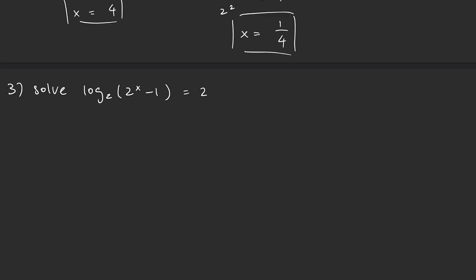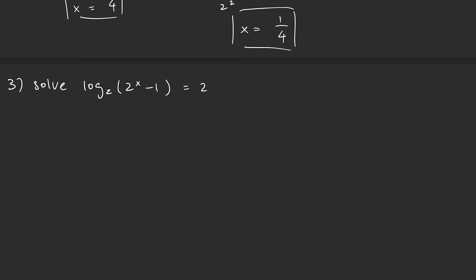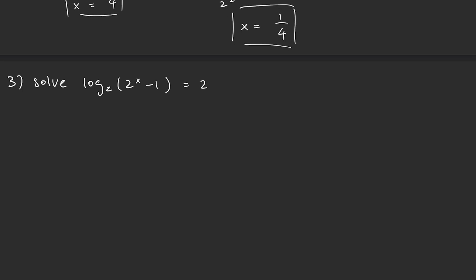This question says that log base 2 of 2 to the power of x minus 1 is equal to 2. Well, what can we do here? We can exponentiate the base 2. So if we take 2 to the power of log base 2 of 2 to the x minus 1 is equal to 2 to the power of 2.